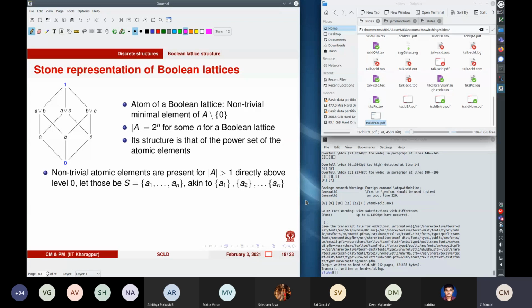So let us just see how you can come to that representation. At the bottom you have 0, and then the atoms, in this case A, B, C, are present directly above it. Let's say that 0 is at level 0. All the atoms are present at level 1, as shown over there, and those are akin to the singleton sets A1, A2, An, and so on.